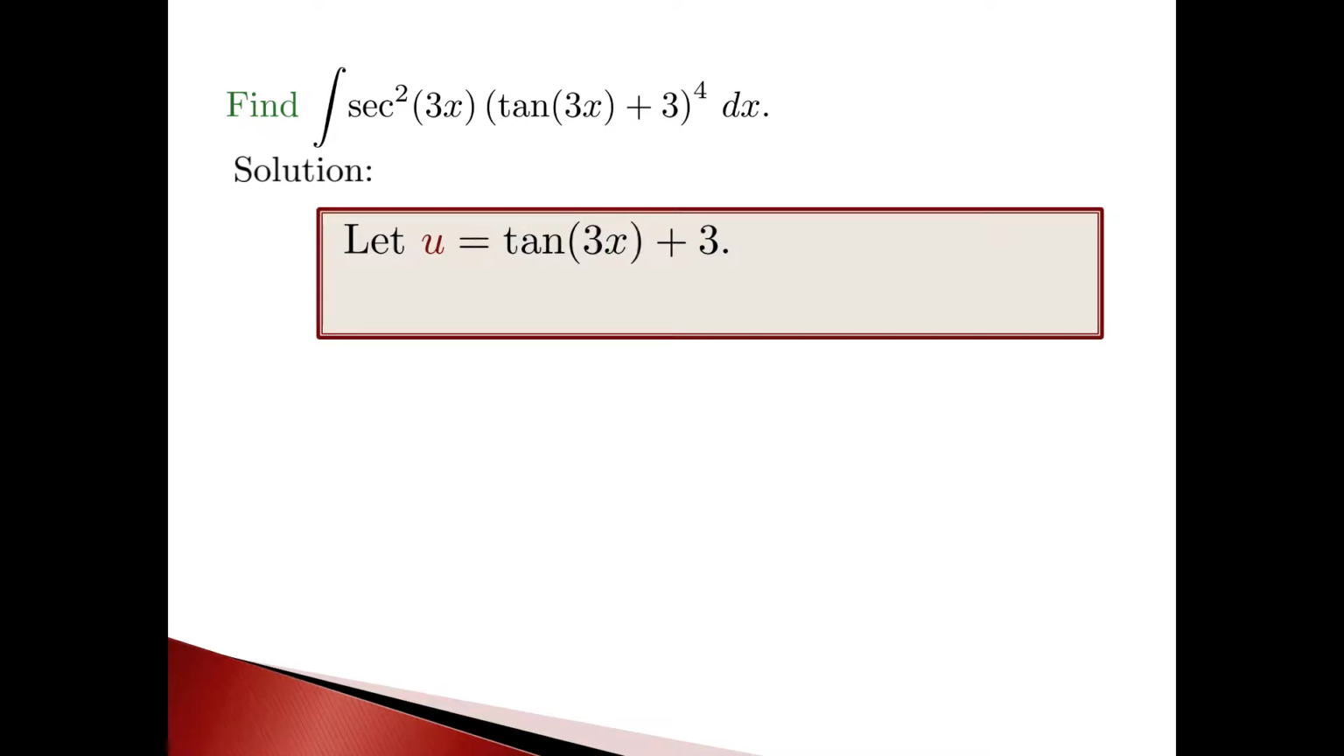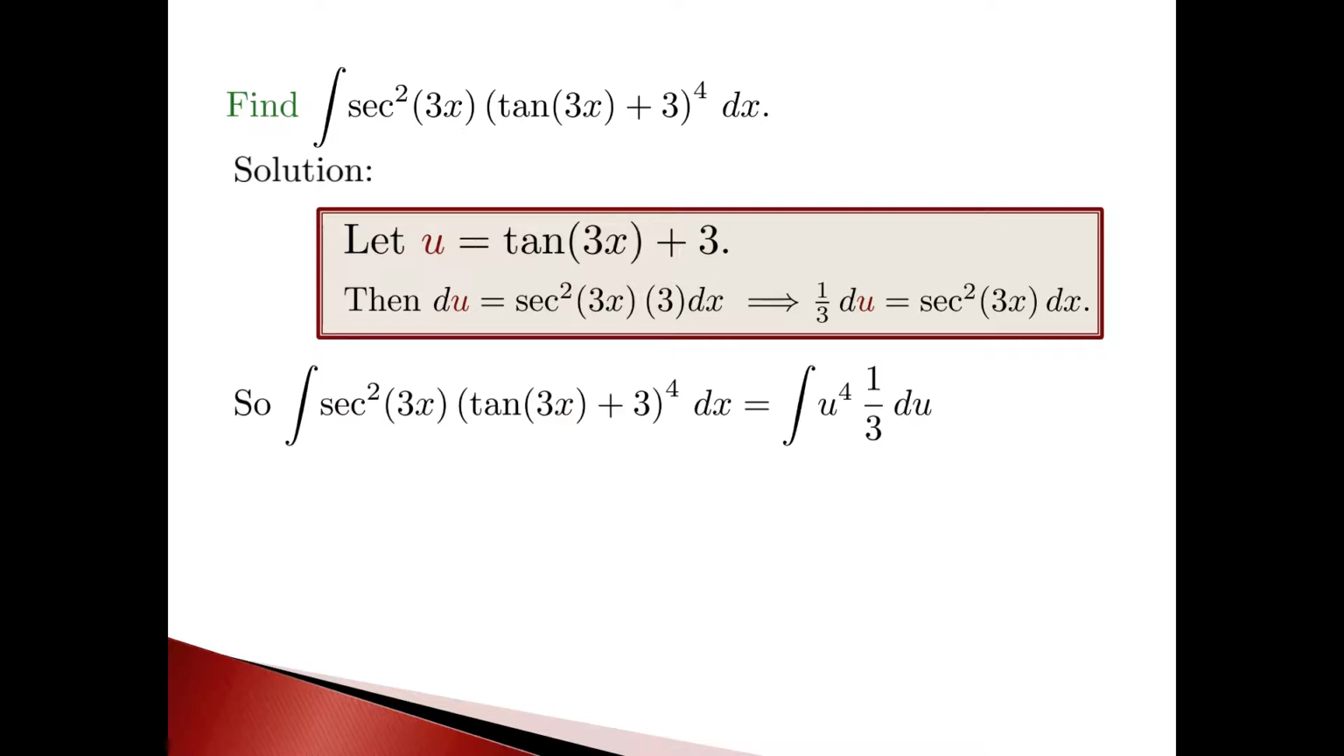So, here's what we'll do. We'll let u be the stuff inside the parentheses. Now when I take the derivative of my u, I'll get secant squared of 3x times an extra 3 because of the chain rule here, and then the dx. So what I can do is solve for secant squared of 3x and dx, and that will be 1/3 du. In other words, take that extra 3 over to the other side. And now, when I substitute all this back in, I get my u raised to the 4th power. The secant squared of 3x and the dx all becomes 1/3 du.